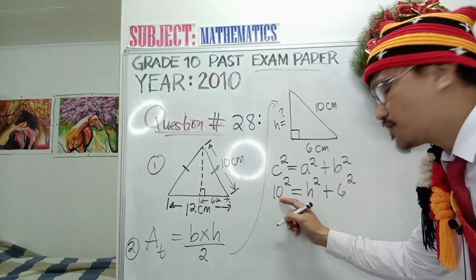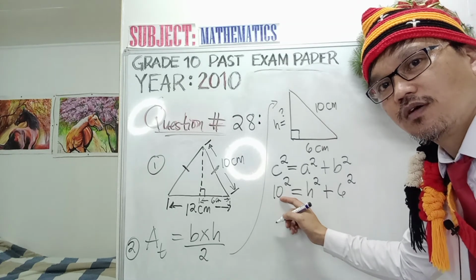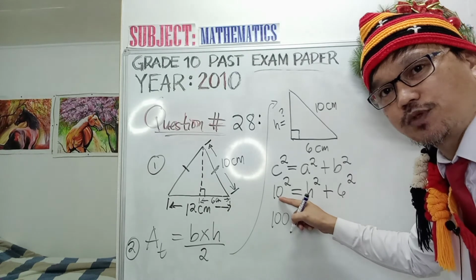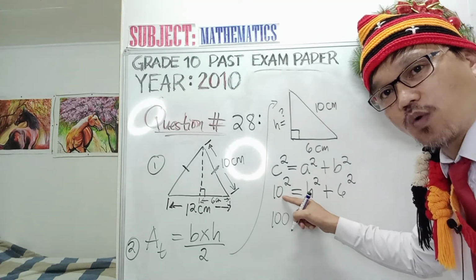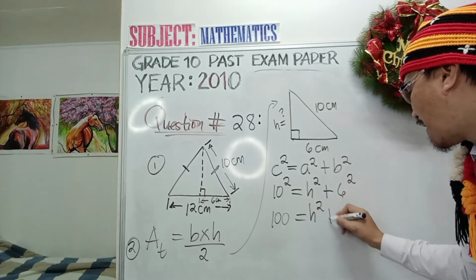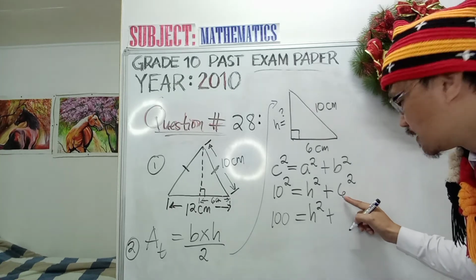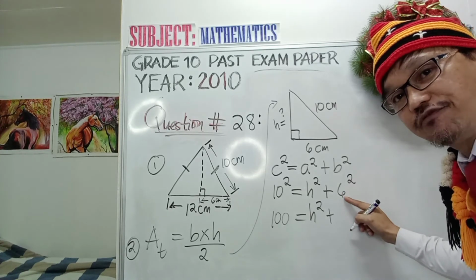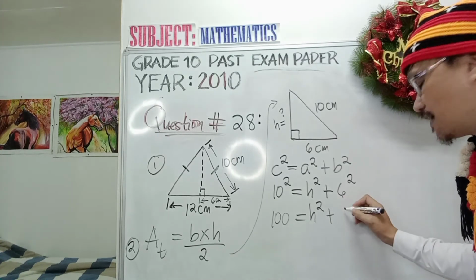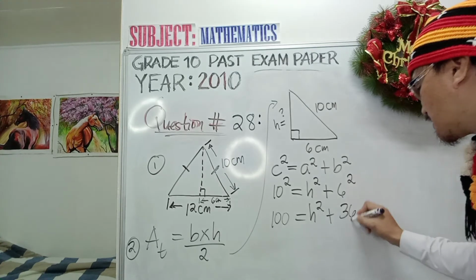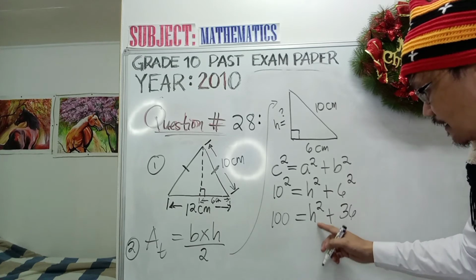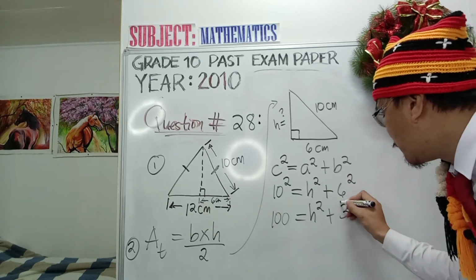Alright, so we have, what is the square of 10? 100. Very good. Meaning that you multiply 10 by itself 2 times. 10 times 10 equals 100. And then equals h squared plus, what is the square of 6? 6 to the power of 2 means that you will multiply 6 by itself 2 times. So 6 times 6 is 36.